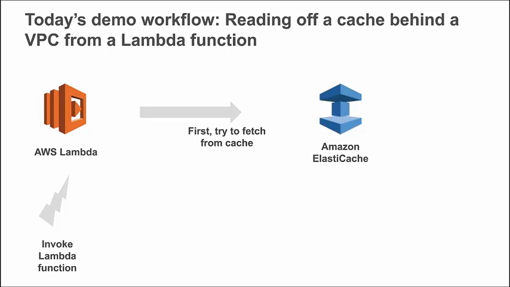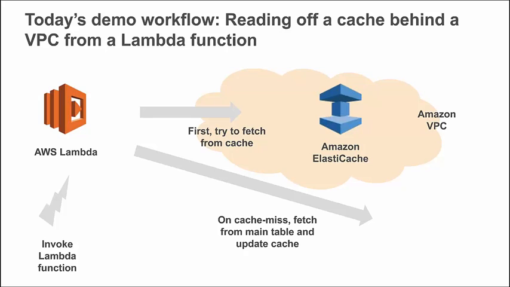ElastiCache is a web service that makes it easy to deploy, operate, and scale an in-memory cache in the cloud very easily. We will create this node inside a private Amazon VPC, which means that this node will not be accessible to the public internet. It will only be accessible from inside this private VPC.